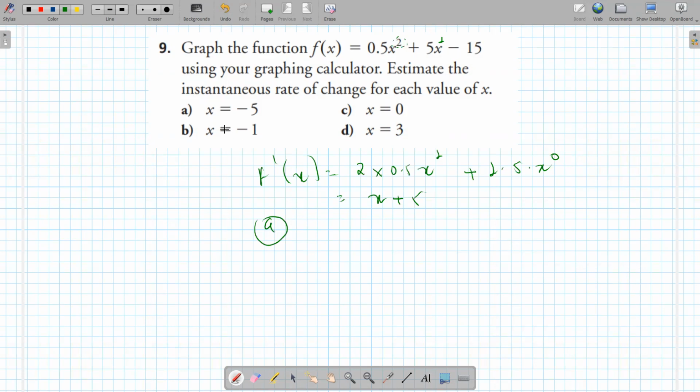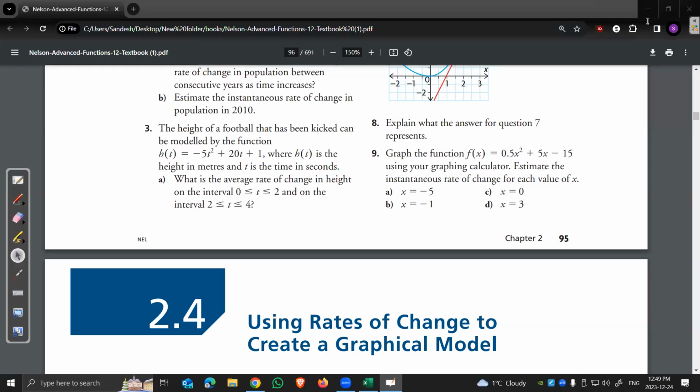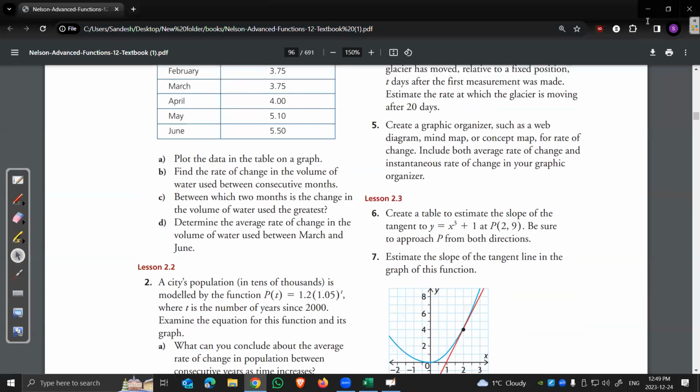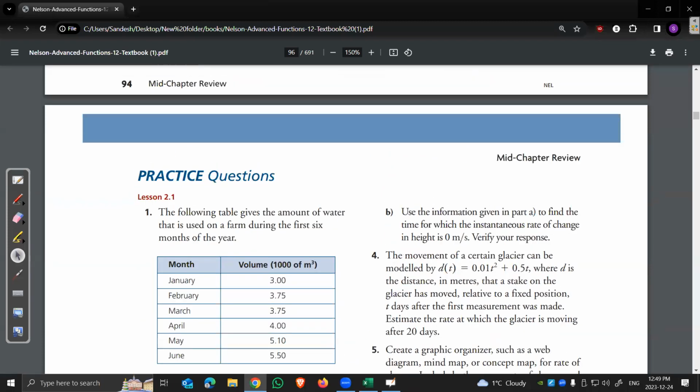Now look at how easy this becomes. For a, the answer is 0. You just plug in -5 as x. So it's -5 plus 5, it's a 0. For b, it's -5 plus 1, it's -4. For c, it's 5. And for d, it's going to be 8. That is it. Okay? For polynomials, it's super simple. I enjoy doing this for polynomials. For other functions, it is going to be slightly different depending on what's going on. Yeah, that's the idea behind rate of change.